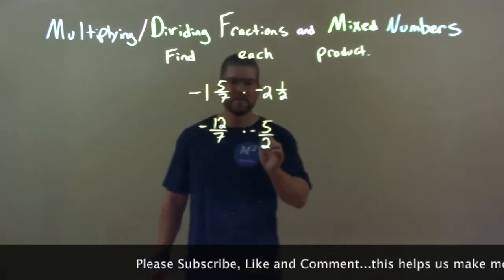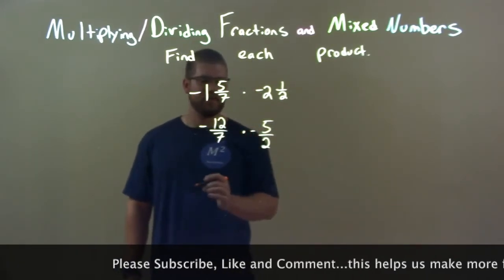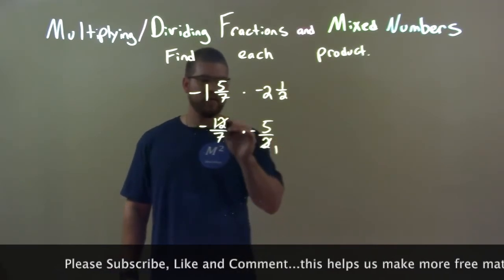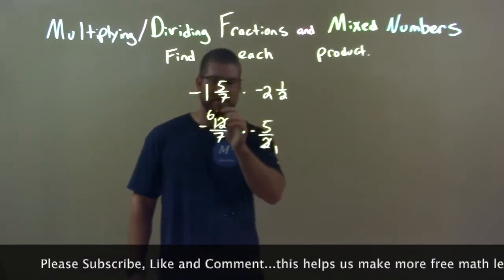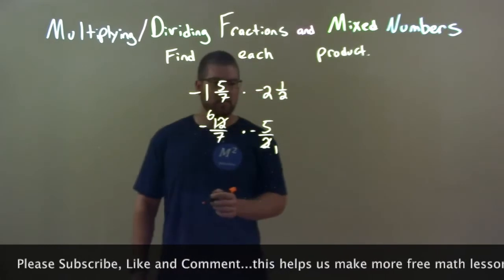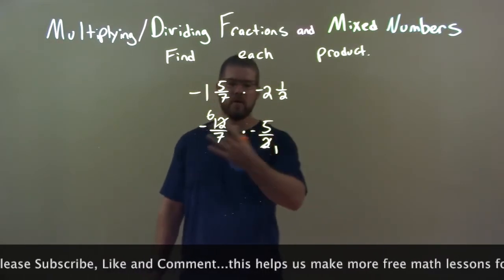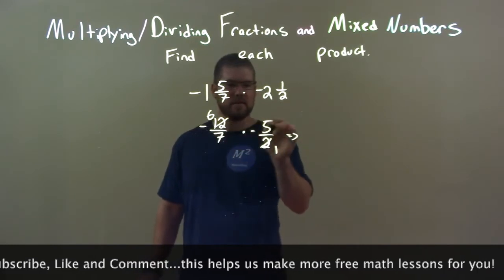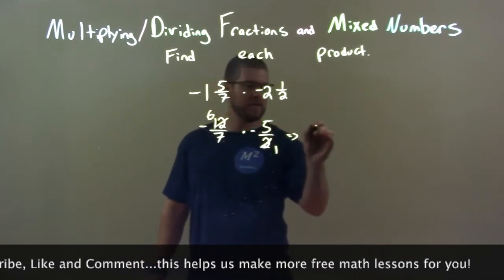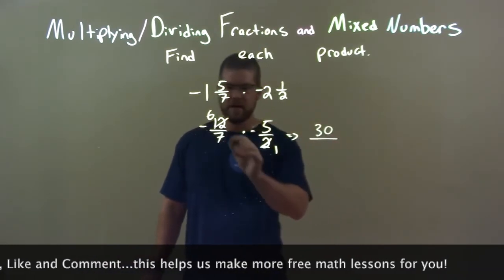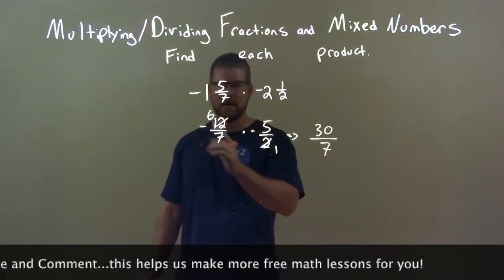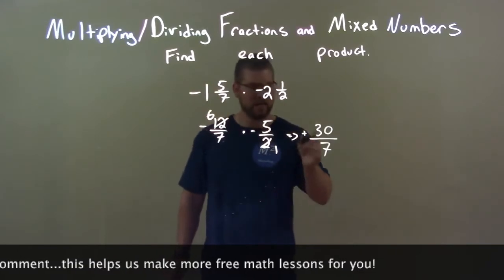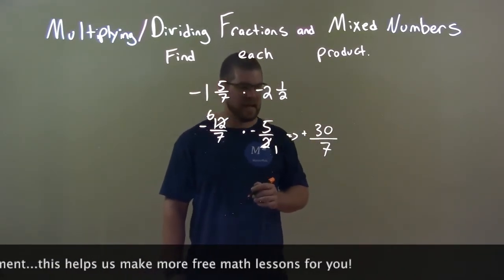All right, so now I'm going to see if I can simplify these fractions. Okay? 2 goes into 12, right? So 1 here, 12 becomes a 6. 12 divided by 2 is a 6, okay? So now let's go multiply across the numerator and across the denominator. Well, 6 times 5 is 30, and 7 times 1 is 7, and a negative times a negative is good old positive. So we have positive 30 over 7, okay?